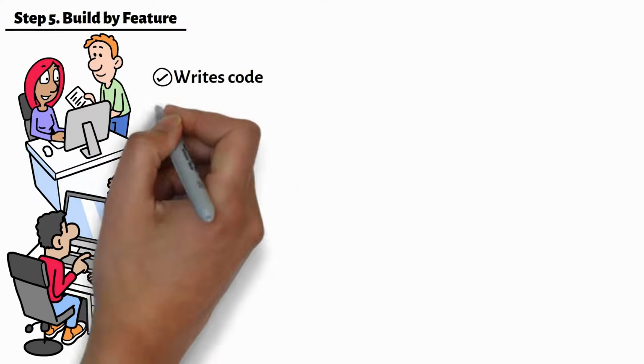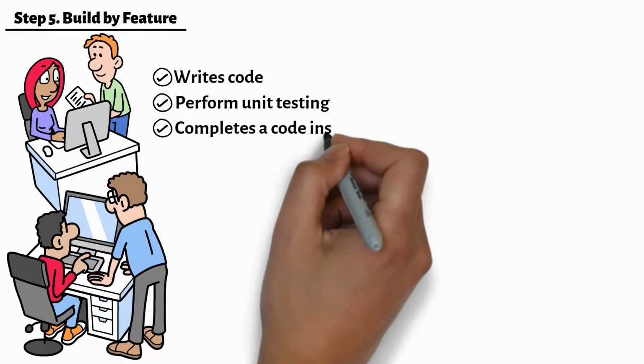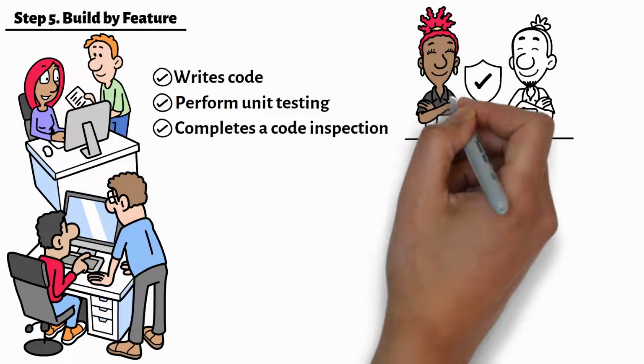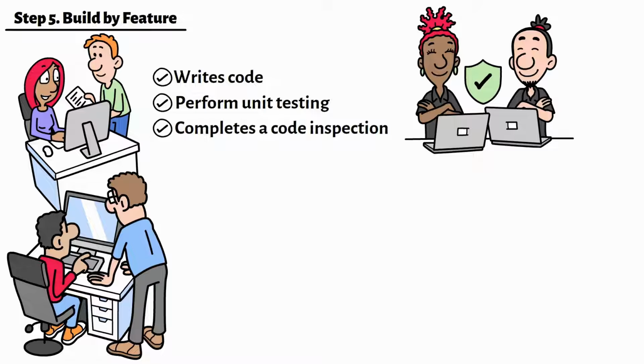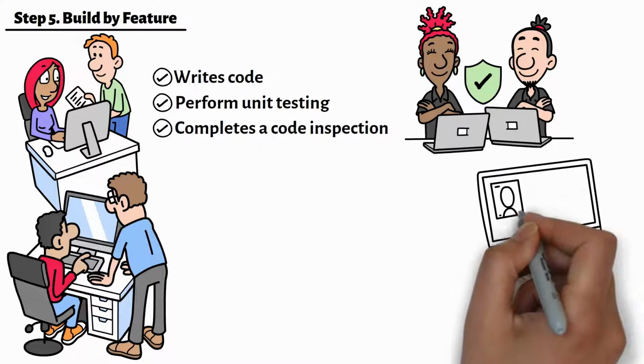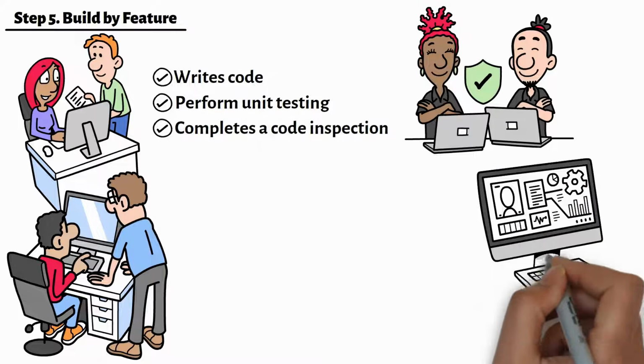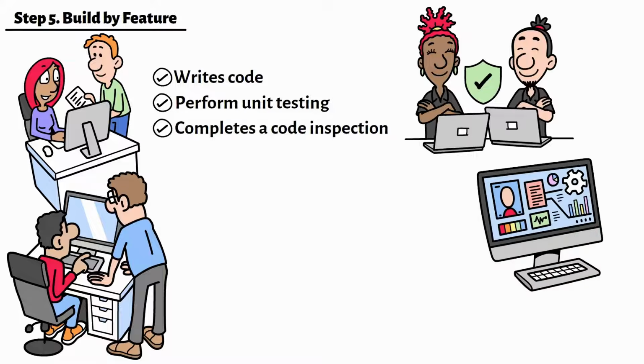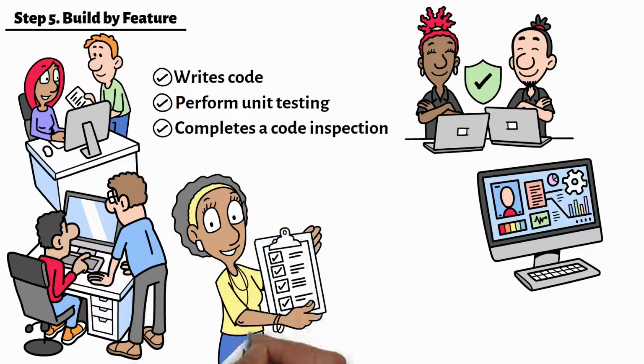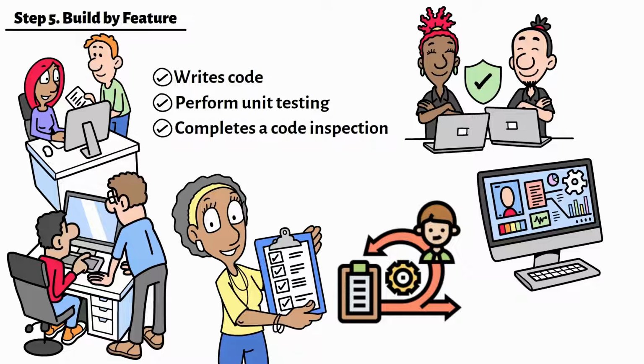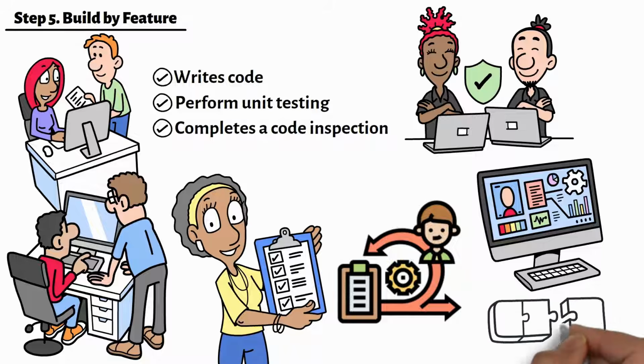The team writes code, performs unit testing, and completes a code inspection where other developers review the work for correctness and quality. After the feature passes inspection, it is added to the main system. The team then returns to the feature list and repeats the cycle for the next feature. Over time, the Bookstore application grows steadily and predictably, one well-defined feature at a time.